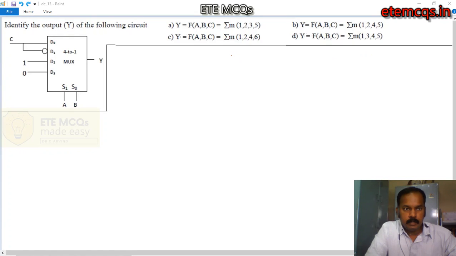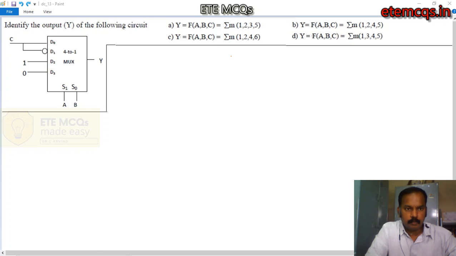Welcome to ETE MCQs. Now let us solve a problem in digital circuits. We are given the block diagram of a 4 to 1 multiplexer. The question is, identify the output Y of the following circuit.